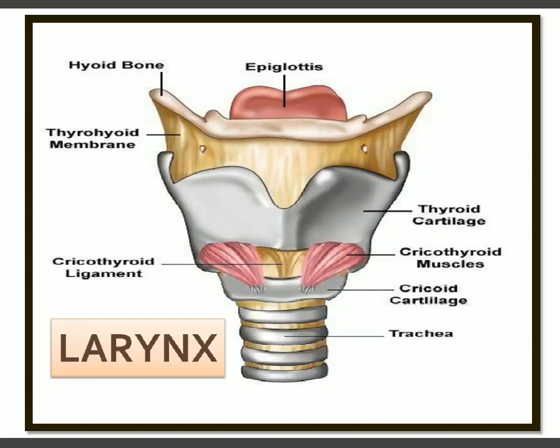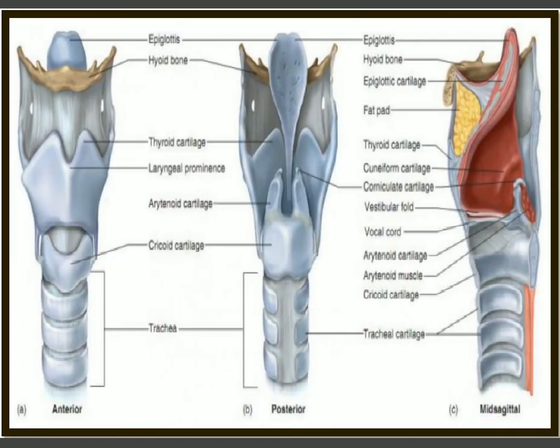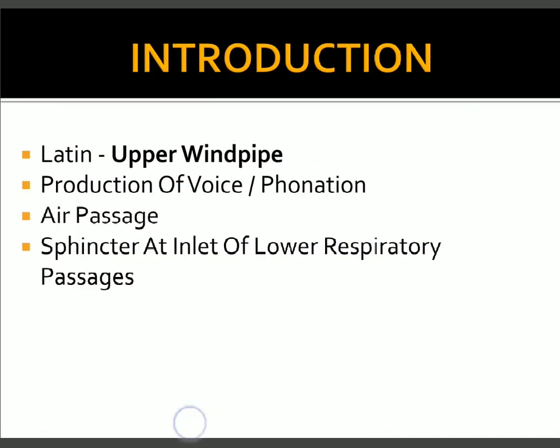Good morning, students. In today's lecture, we will be discussing the anatomy of the larynx. In this figure, you can see the various parts of the larynx shown from different views. Larynx in Latin means upper windpipe.